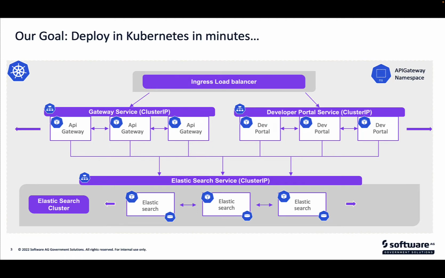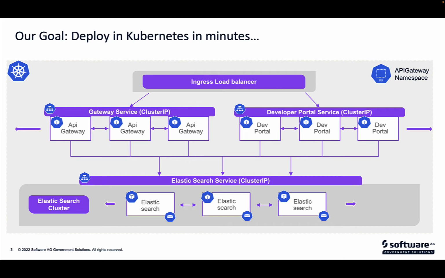It's also worth noting that we'll be exposing both of those components, API Gateway and Developer Portal, through an ingress controller so we can access them from outside the cluster. And of course, as typical in a Kubernetes deployment, each of these layers can scale horizontally, and actually we'll be seeing that a little bit later in this demo.